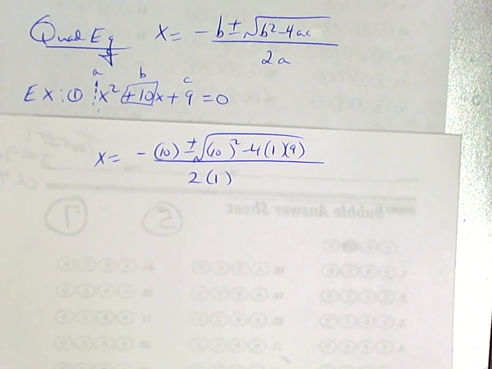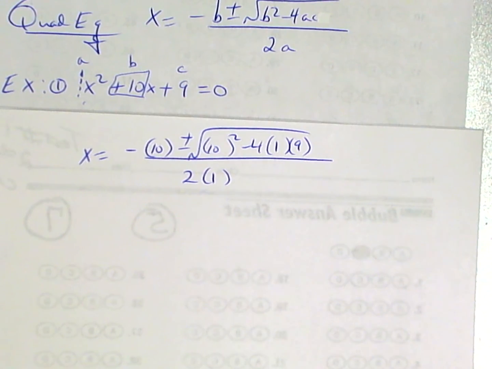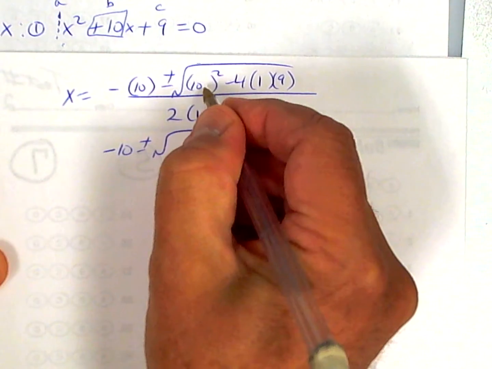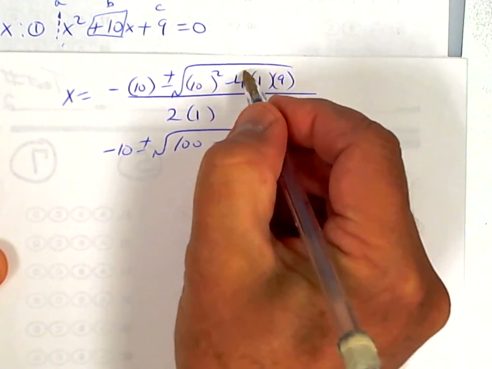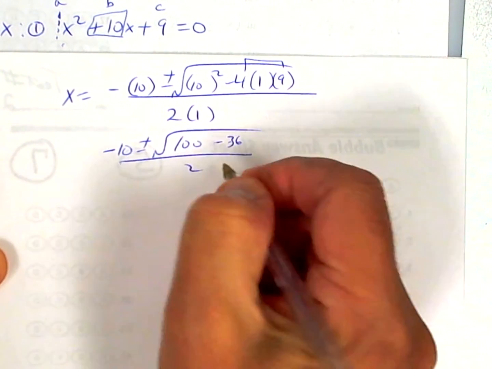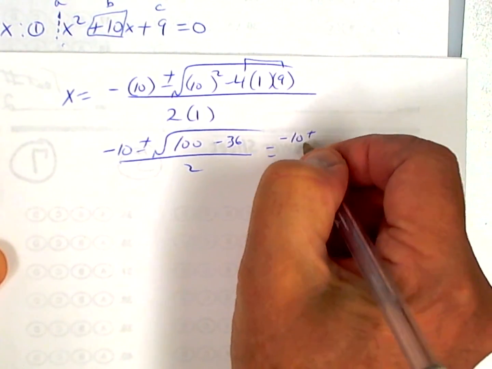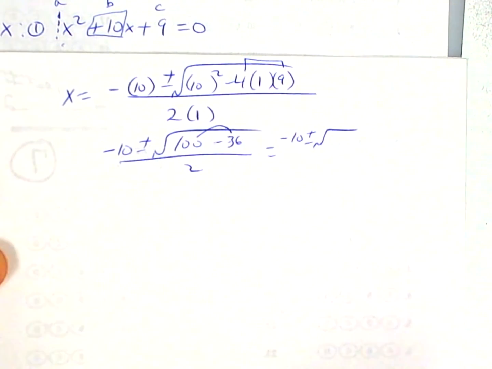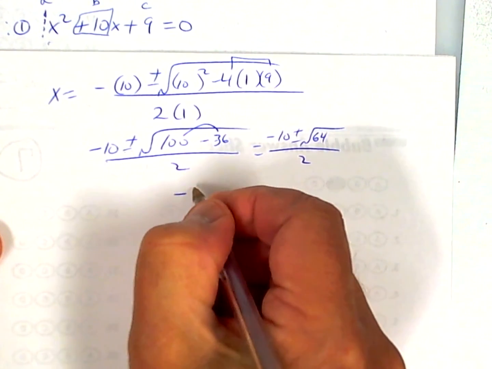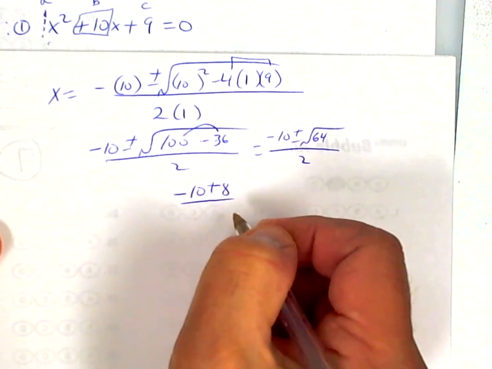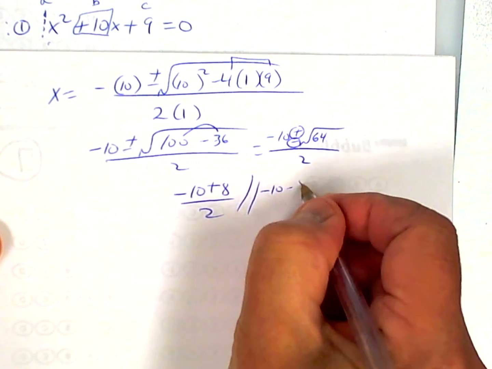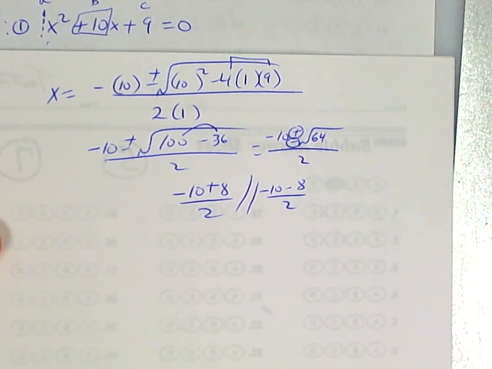Okay, let me make it just a little bit larger so we can zoom in. Okay, so at this point, you're going to have negative 10 plus or minus the square root. 10 times 10 is 100 minus 36 right here. And then 2 times 1 is 2. So you're going to get negative 10 plus or minus the square root. This is 64, and the square root of 64 is 8. So you're going to get negative 10 plus 8 divided by 2. That's this one. And then we're going to do the minus. Negative 10 minus 8 divided by 2. And so those are going to be your two answers.